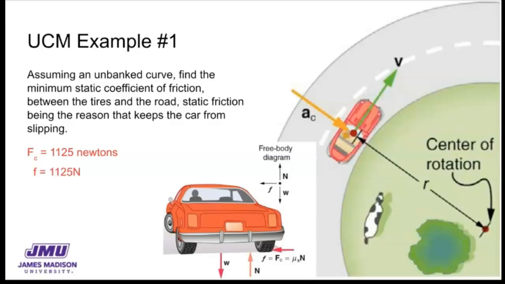We also know that the centripetal force in this case is friction. And so what I would do is take that centripetal force we calculated, the 1,125 newtons, and set it equal to what I know friction is, which is mu times the normal force. In this case, the normal force is equal to mg because my car does not have anything else going on in the y direction.